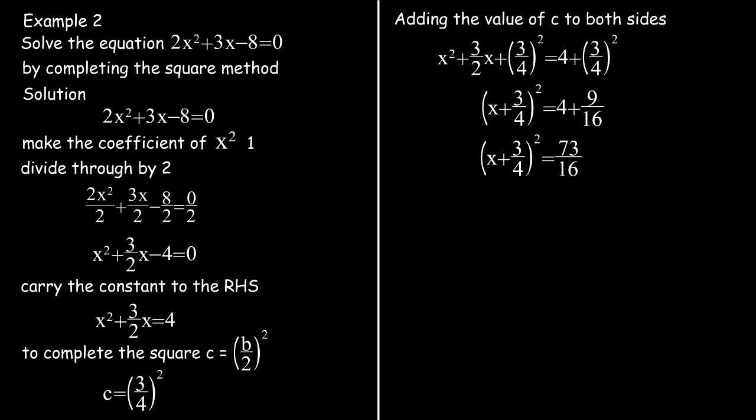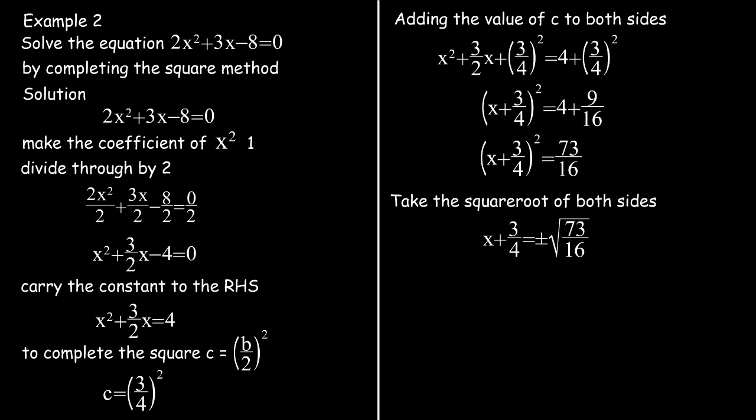At this point, we are going to take the square root of both sides, and when we take the square root of both sides, our left hand side loses its square, so it becomes s plus 3/4 equals plus or minus the square root of 73 divided by 16.